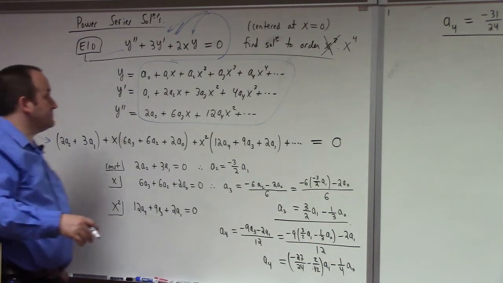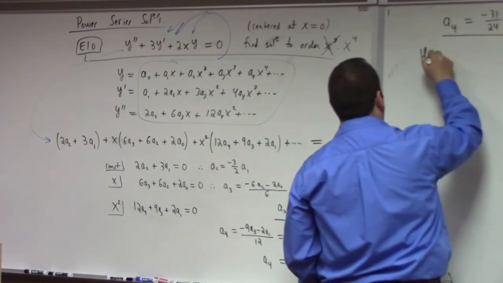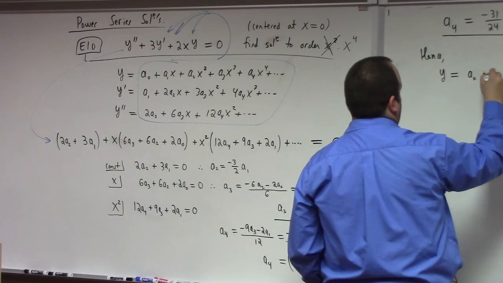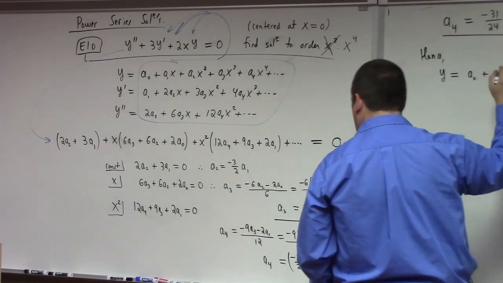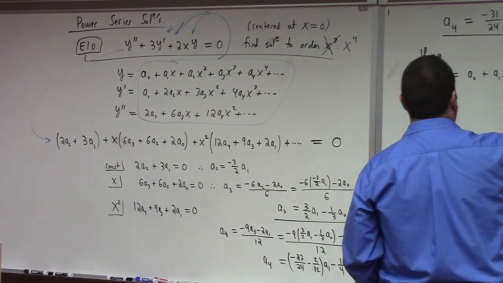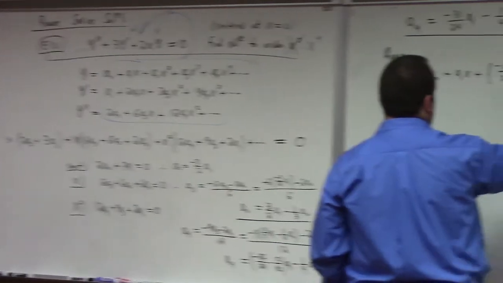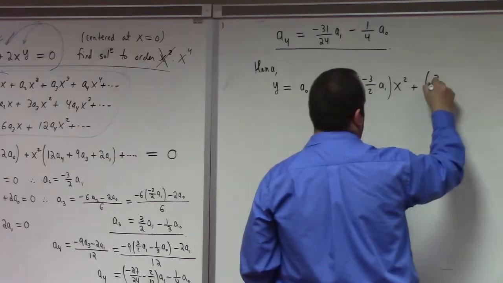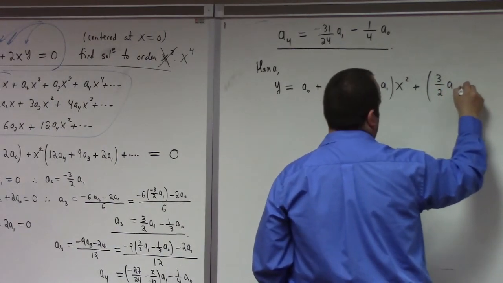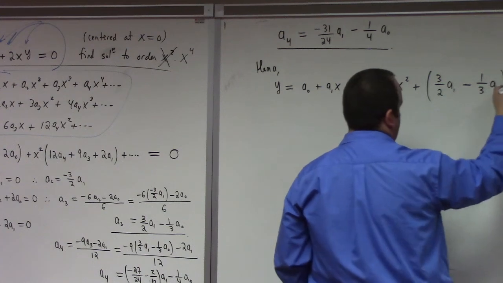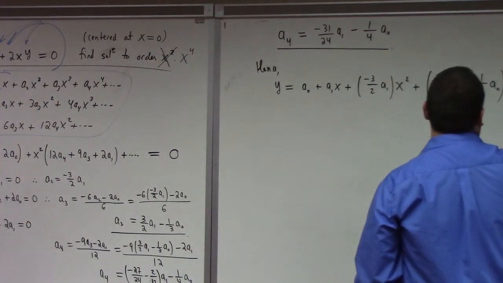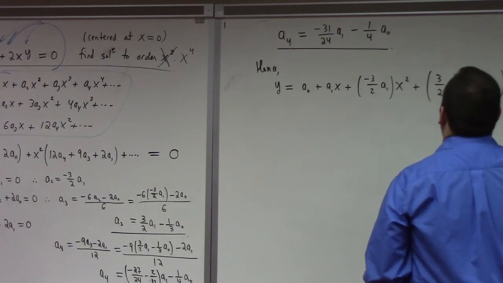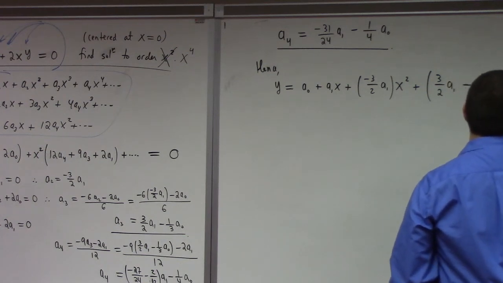All right, so let's put it together. Hence, y is equal to a0 plus a1x plus, what was my a2? My a2 was minus 3/2 a1 x squared. What was my a3? My a3 was 3/2 a1 minus 1/3 a naught x cubed. My x to the 4th term was minus 31 over 24 a1 minus 1/4 a naught x to the 4th.